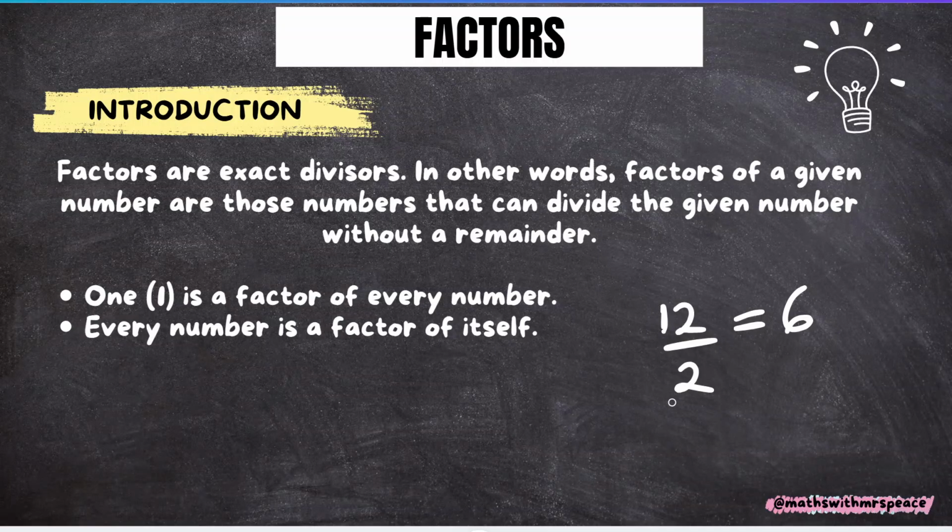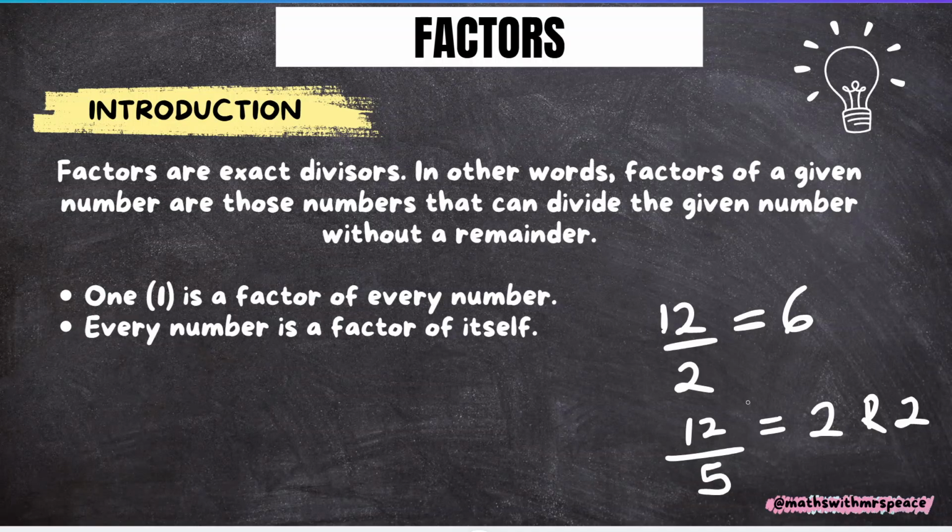However, if I decide to divide 12 by, say, 5, 12 divided by 5 is going to be 2 remainder 2. It means that 5 is not an exact divisor of 12. Therefore, 5 is not a factor of 12. I hope that makes sense.